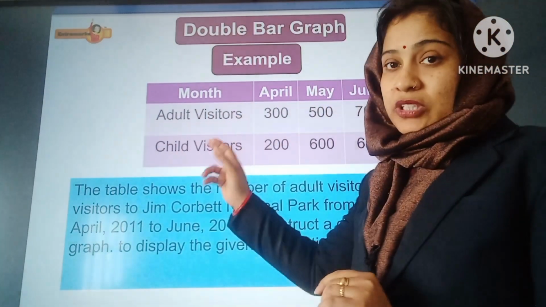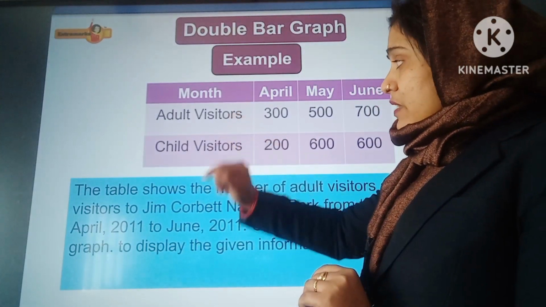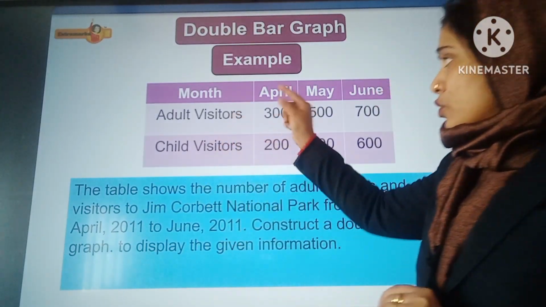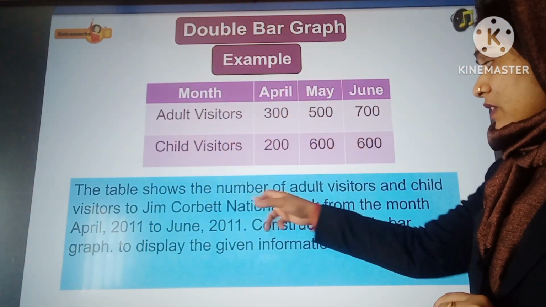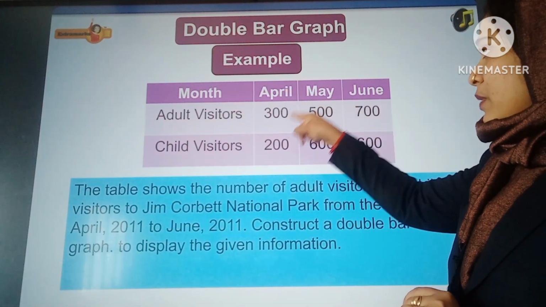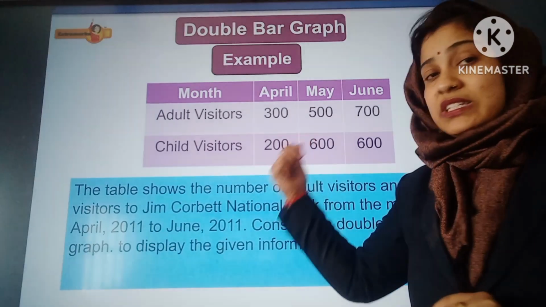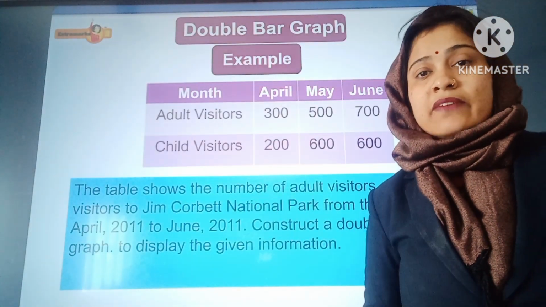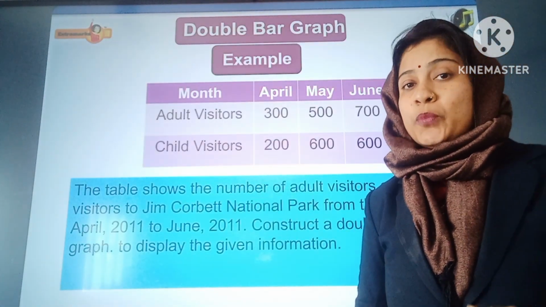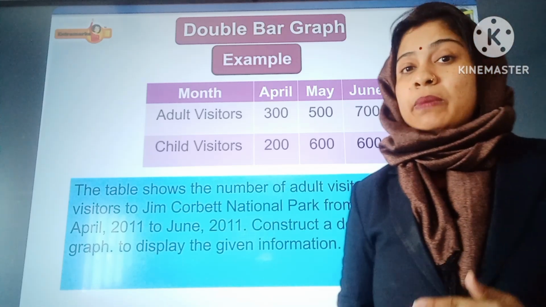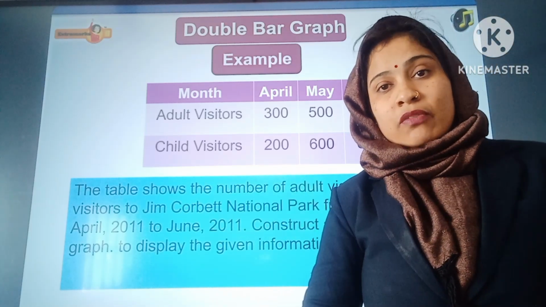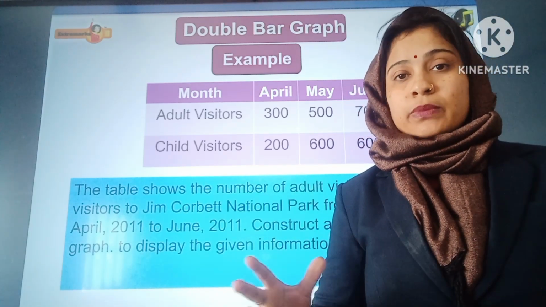Here we have the adult visitors and the child visitors who visited Corbett National Park in the months of April, May and June, and the number of visitors who visited it. That is given. Now we have to plot the double bar graph. So what was the first thing we have learned about how to draw it?